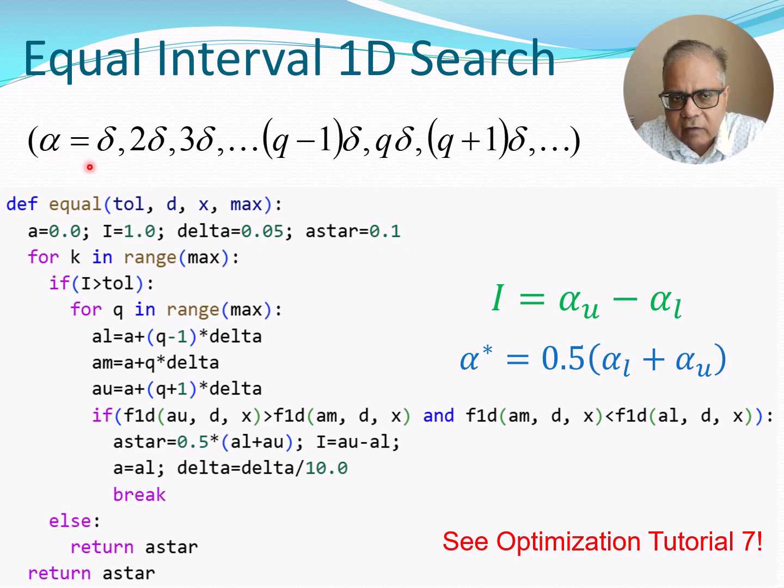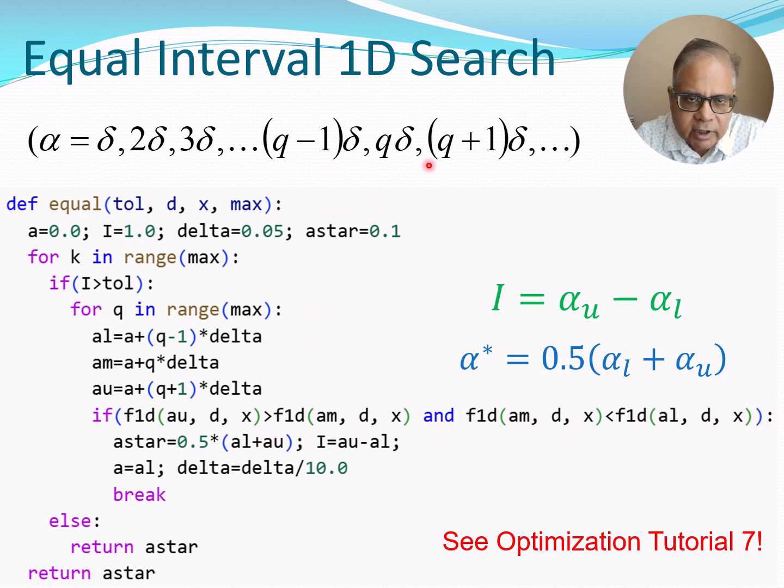So I start with alpha as delta, 2 delta, 3 delta, all the way like this. And I bracket the minimum to these 3 points, q minus 1 delta, q delta, and q plus 1 delta. So you can see these 3 points here, and q is going in a loop here to max. And then what I do is I check this particular value.